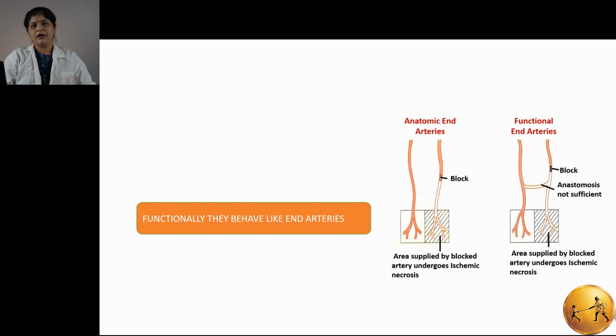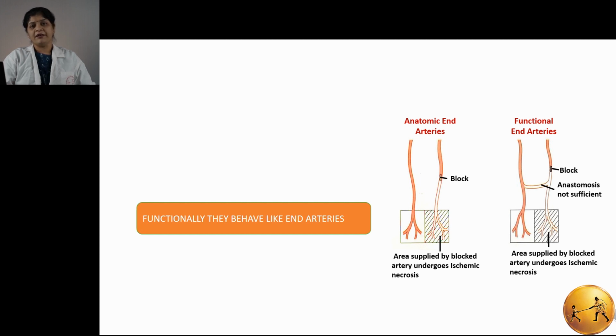Now here in coronaries, these are functional end arteries. That means this particular anastomosis is not sufficient, and that's why the area which is supplied by the blocked artery undergoes ischemic necrosis. So they behave like functional end arteries, and that is very clinically important.